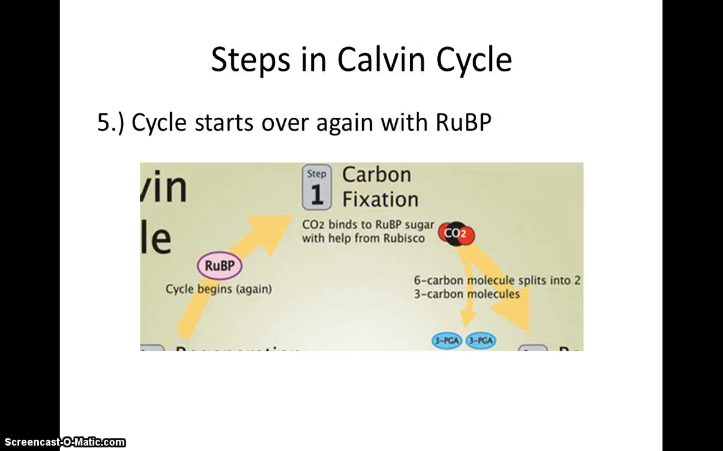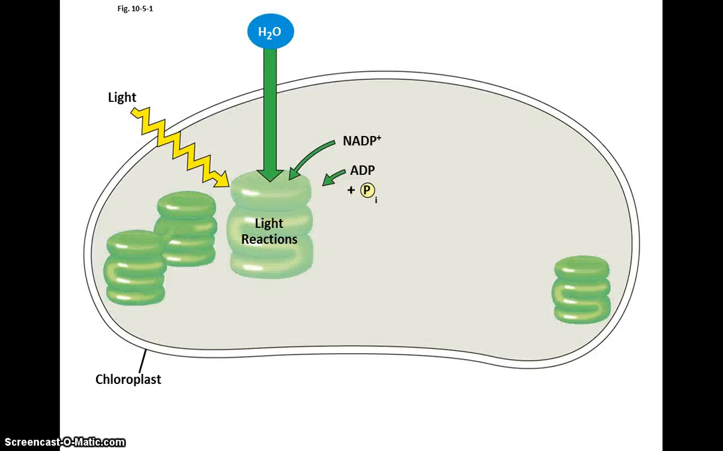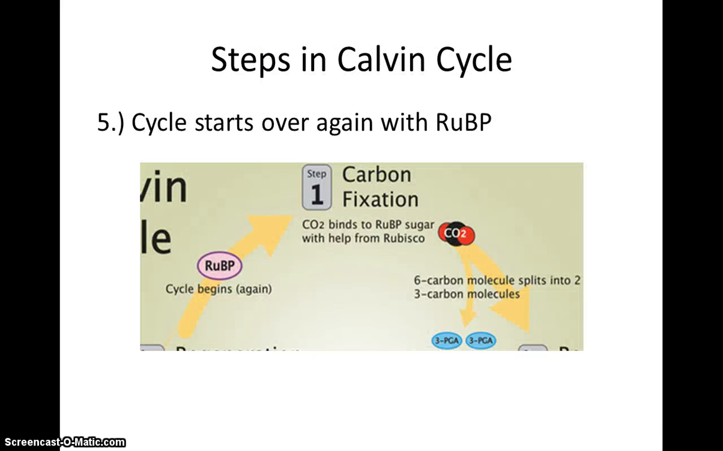Once it's at that point, well, guess what? It can just start all over again with the initial RuBP, adding CO2 to each one, splitting it into 3-PGA, and then it continues. Every time it goes through this cycle one time, you're going to have 2 of those sugars come out.